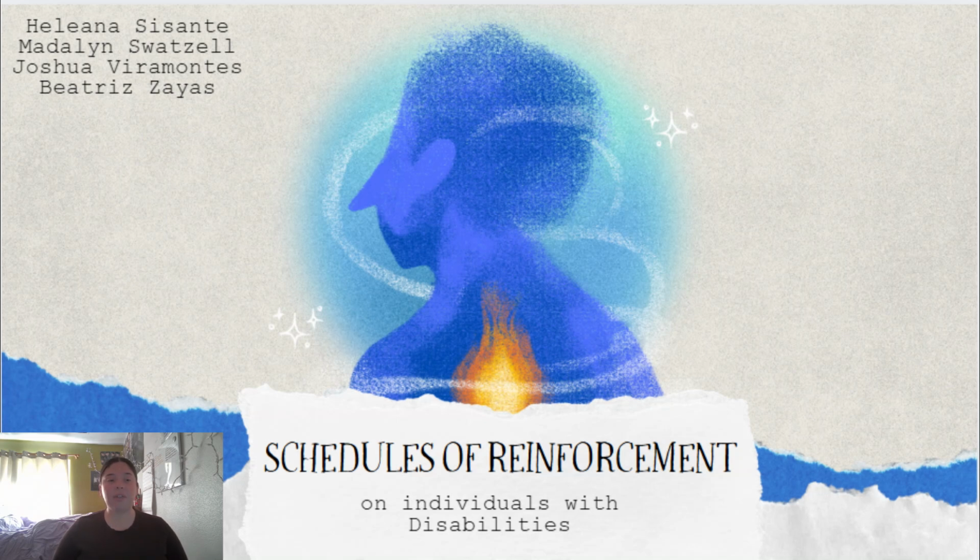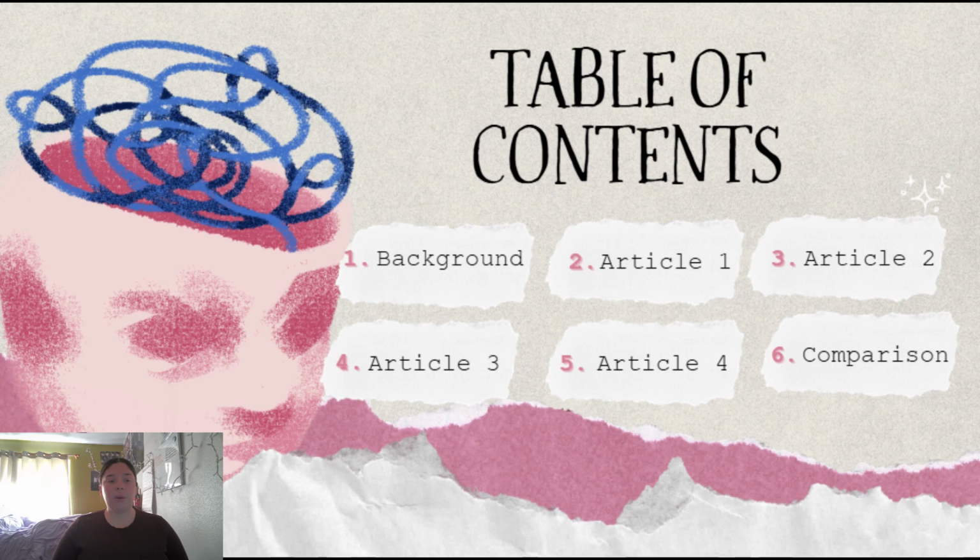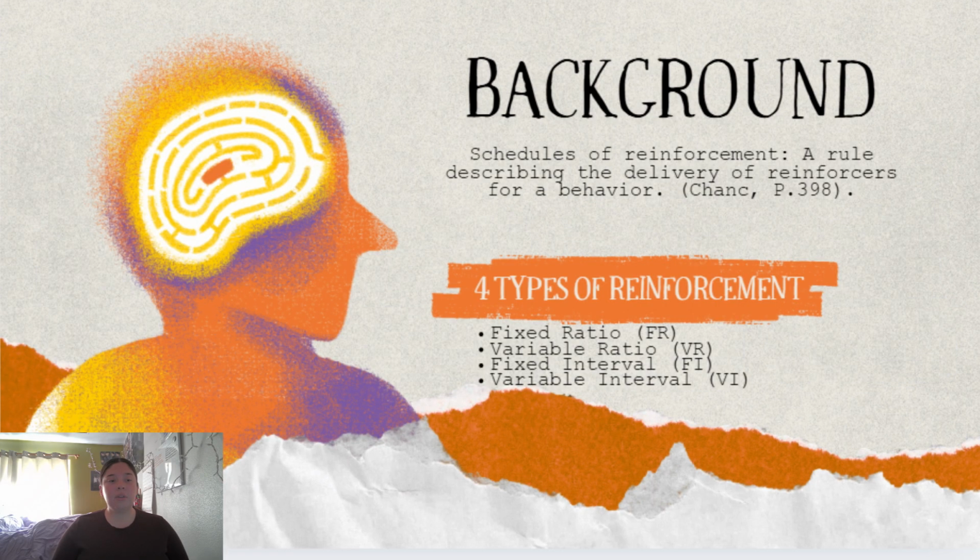Our topic of discussion is schedules of reinforcement on individuals with disabilities. We will be going over the background, 4 different articles, and a comparison of the topic. Schedules of reinforcement is a rule describing the delivery of reinforcers for a behavior. These reinforcers include fixed ratio, variable ratio, fixed interval, and variable interval.